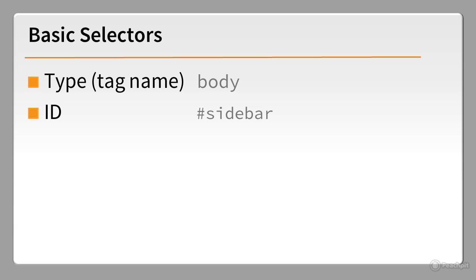ID selectors target elements with the same ID, so they're mainly used to style a specific element or area of a page. The selector is the ID name preceded by a hash or pound sign. Class selectors target elements with the same class attribute, so they're normally used to style multiple elements in different parts of a page. The selector is the class name preceded by a dot or period.